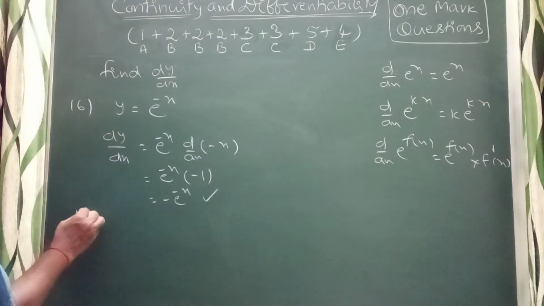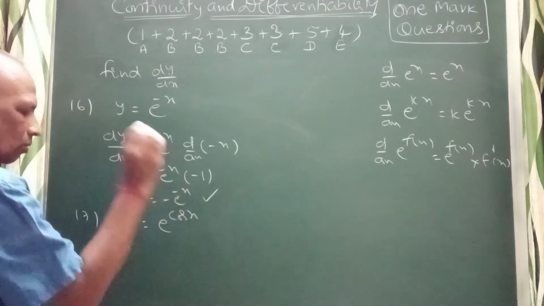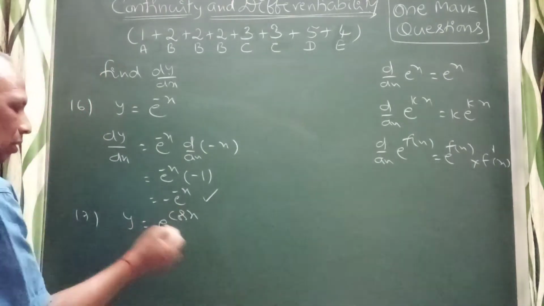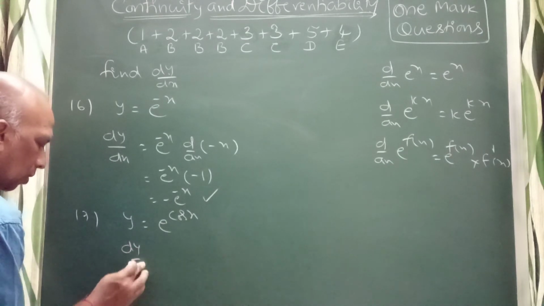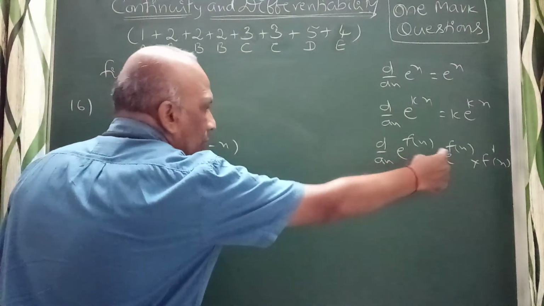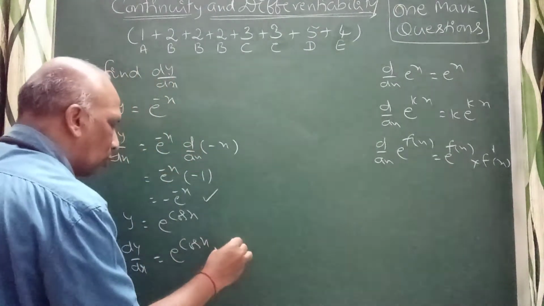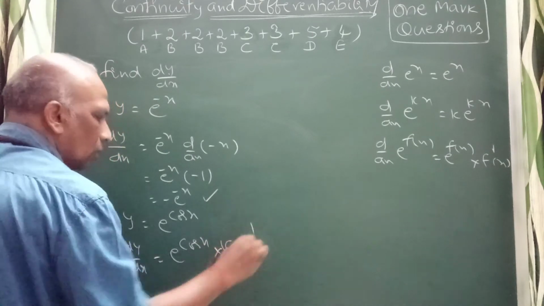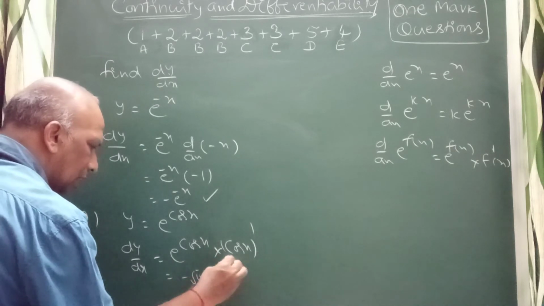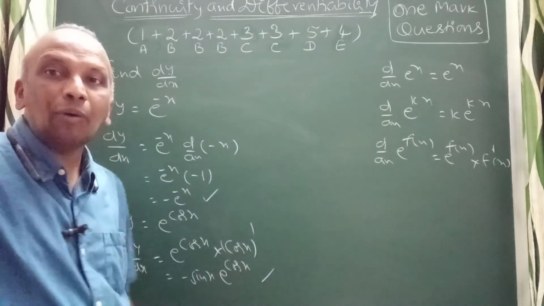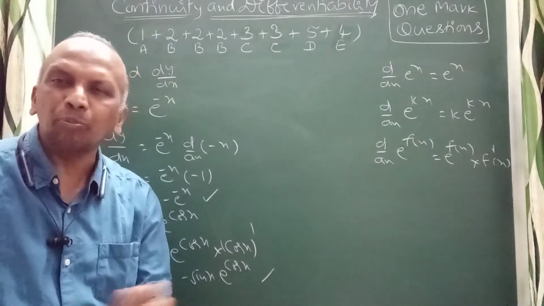Now the 17th one, suppose y is equal to e power cos x. You can think the same thing, e power f of x, so dy by dx is e power cos x into f dash of x, the derivative of cos x, right? So what's your answer? The derivative of cos x is minus sin x, so minus sin x e power cos x. Just follow this. Simple to write.